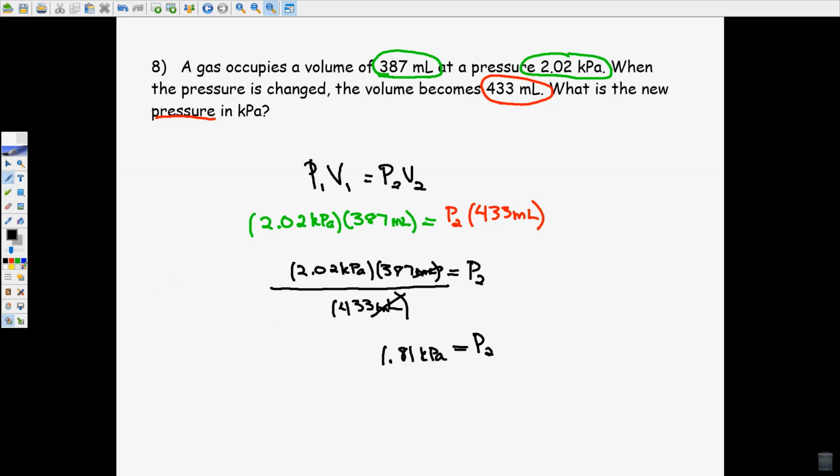Let's make sure that that makes sense. So in this problem, I want you to notice how volume started at 387 and it went up to 433. So if volume goes up, then that means that pressure should do the opposite, because Boyle's law is an inverse relationship. It should go down. So let's make sure that that's what happened. We started out with a pressure of 2.02 kilopascals, and we are correct. It did go down to 1.81 kilopascals. So our answer makes sense.